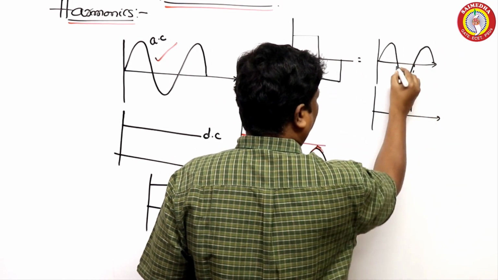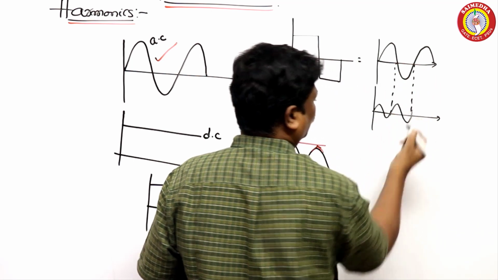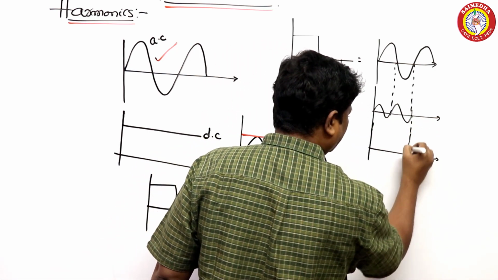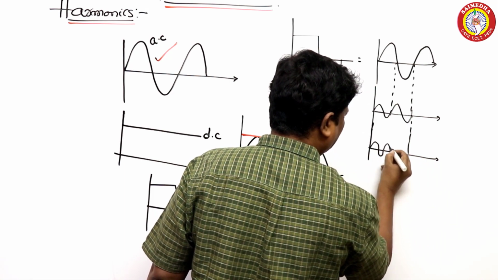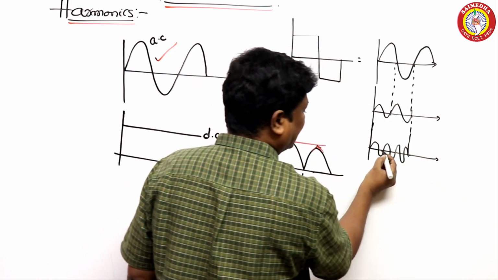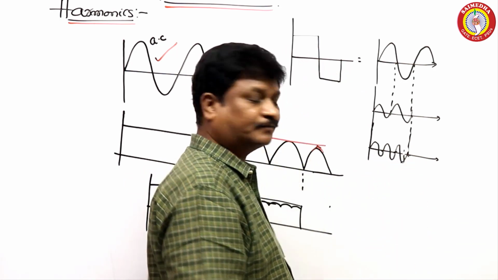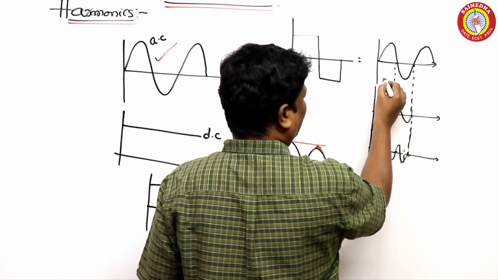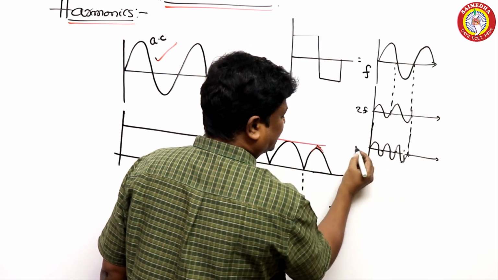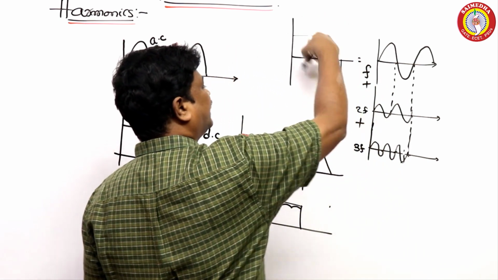Second harmonic means your output may be like this. And the output may consist of a third harmonic, like this. One cycle, two cycles, three cycles. We have to finish our three cycles like this. So this is the fundamental frequency f. This is the second harmonic of 2f. This is the third harmonic of 3f. All these signals are available in your supply.